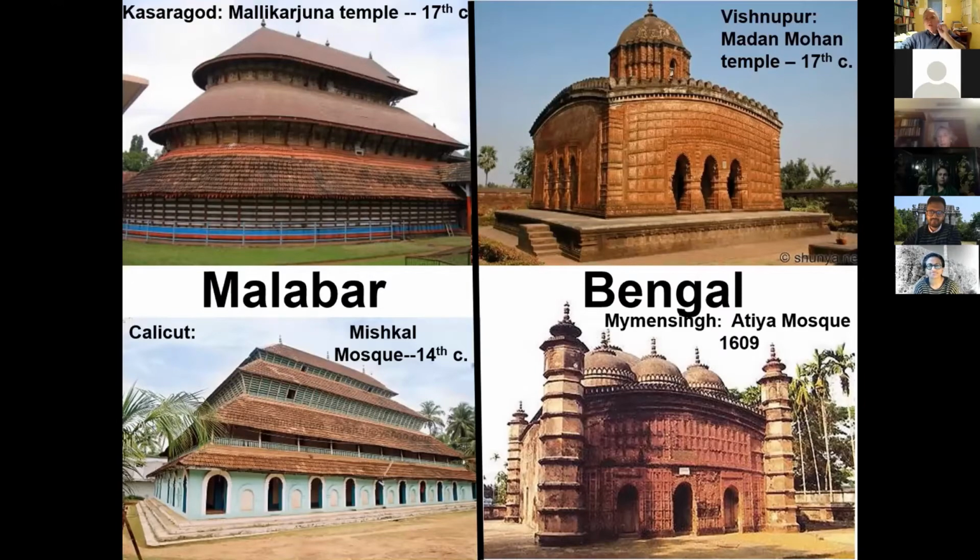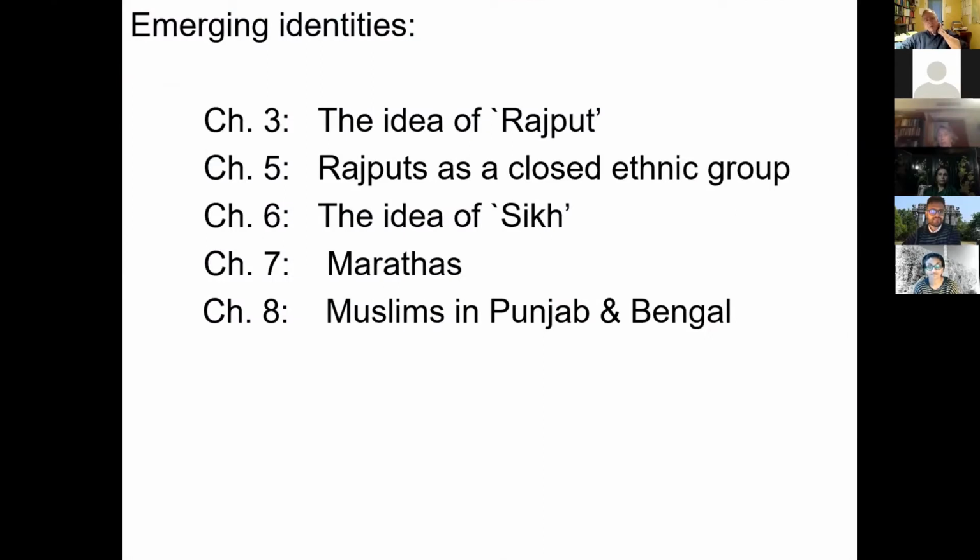And then finally, in closing, before we get to our discussion this morning, I felt it was very important in my book not to understand religious or social communities as frozen in time or as kind of God-given entities, but rather to see them as evolving and emerging over time, and to try to historicize communities which are oftentimes seen as kind of eternal. So 5 of the 8 chapters explore the identity or the emergence of new groups: Rajputs, Sikhs, Marathas, and Muslims primarily.